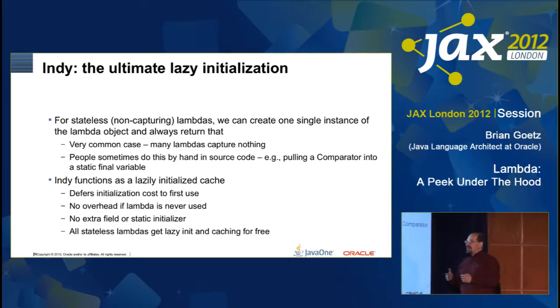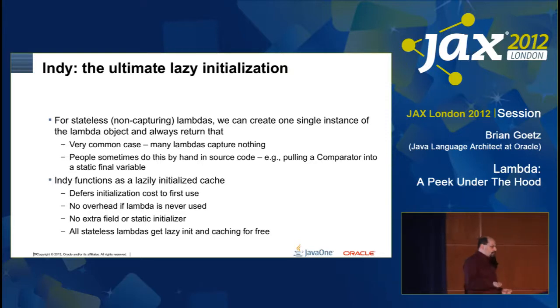And you can think of the call site that's managed by invoke dynamic as a lazily initialized cache. So if you never use it, it doesn't cost anything. We don't have to load the class. There's no bytecode. There's no static footprint. There's no field. There's no static initializer, any of that. And then once it's initialized, stateless lambdas get this lazy initialization and caching absolutely for free.